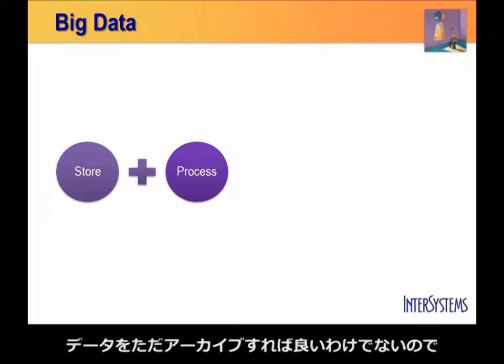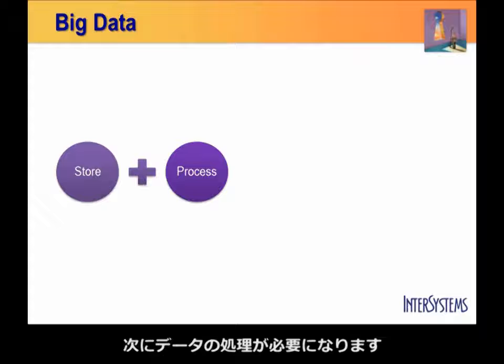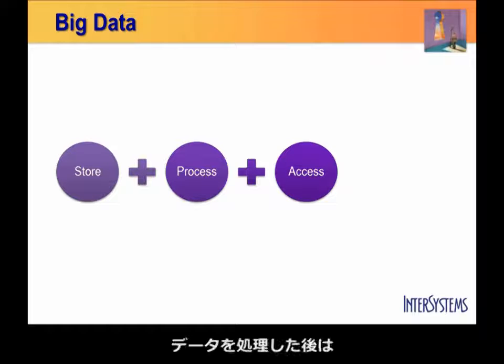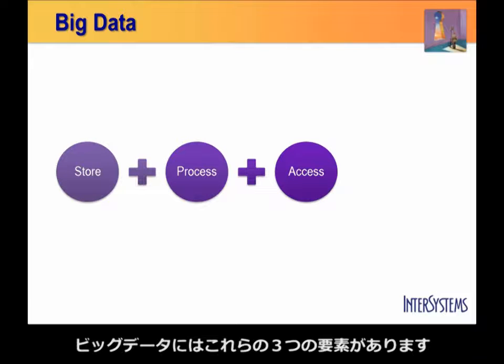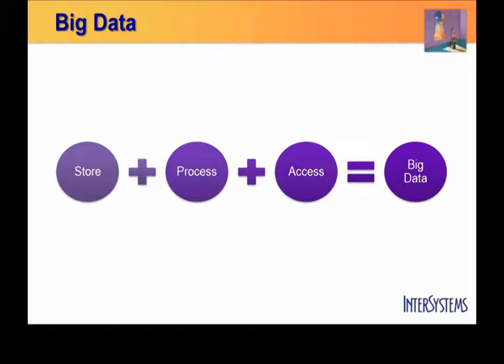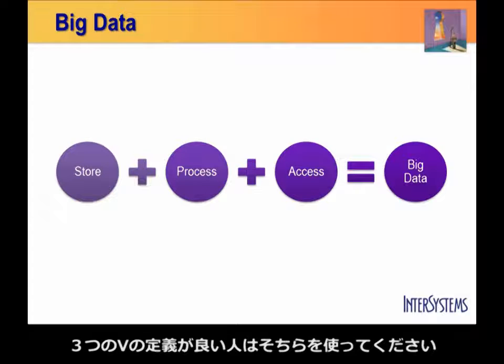You then need to be able to process it because you're not just archiving the data. You're not just taking it and putting it away. It's not like an archive, right? You actually want to do something with it. So you need to be able to process it, and you need to be able to access it, okay? So you need to be able to process it while you're putting the data in, and you need to be able to access it after the fact to actually do some sort of analysis on it. So these 3 things, I think, make up big data. Or you can use the 3 V's. Doesn't matter. Either way.